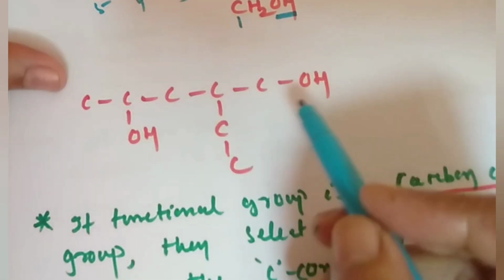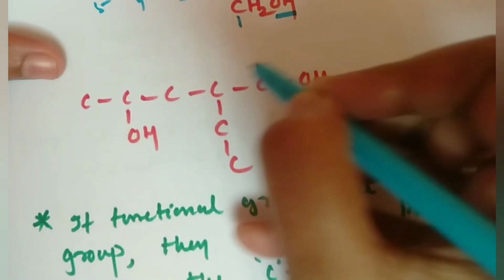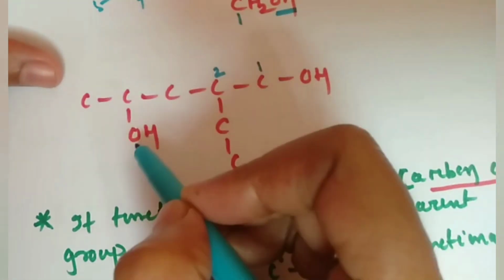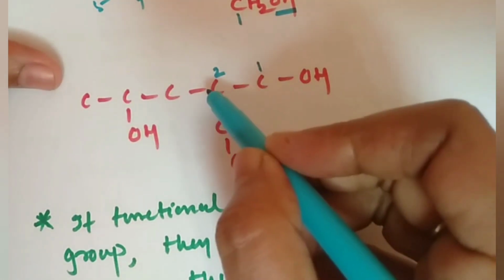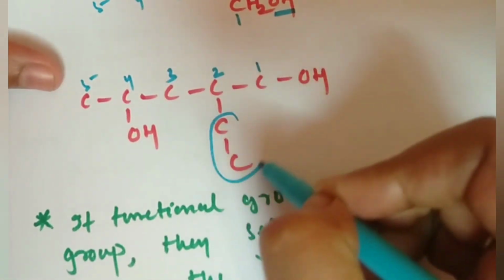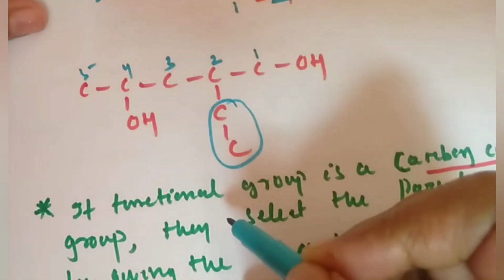Similarly, see here in this compound, how many functional groups are there? Two alcohol functional groups are there. Okay, now if I will proceed like this, 1, 2, 3, 4. Okay, no, it is not correct because that functional group is not included in the chain. So we have to proceed 1, 2, 3, 4, 5. Okay, this one is your substituent, and there are two functional groups. One is in 1 position, another is in 4th position.